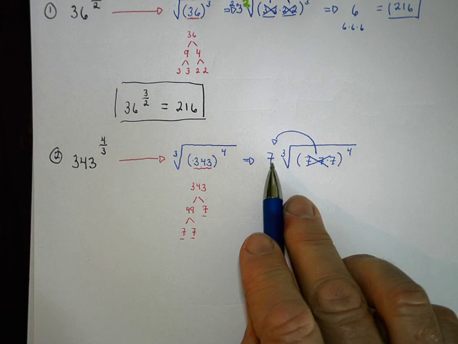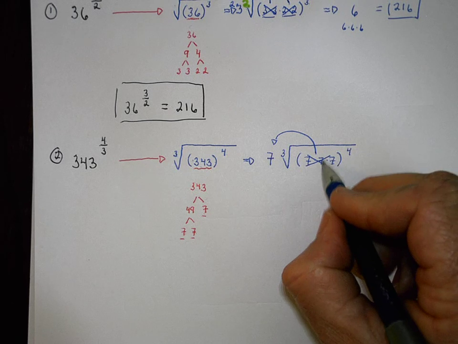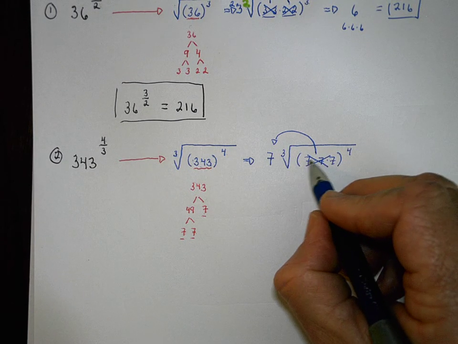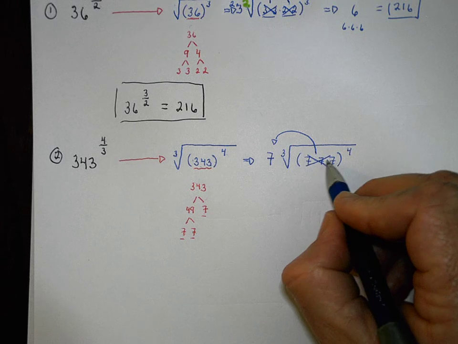Okay, so now if you notice, there is nothing left. I should have said this in number 1. So there's nothing left in the radicand. I crossed them all out.